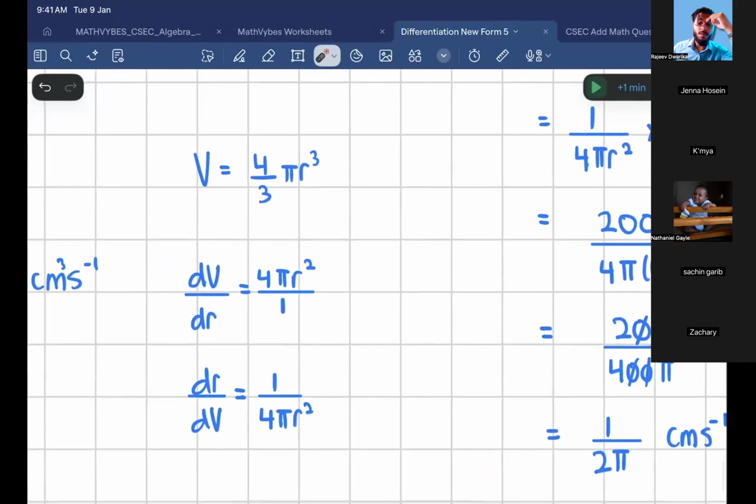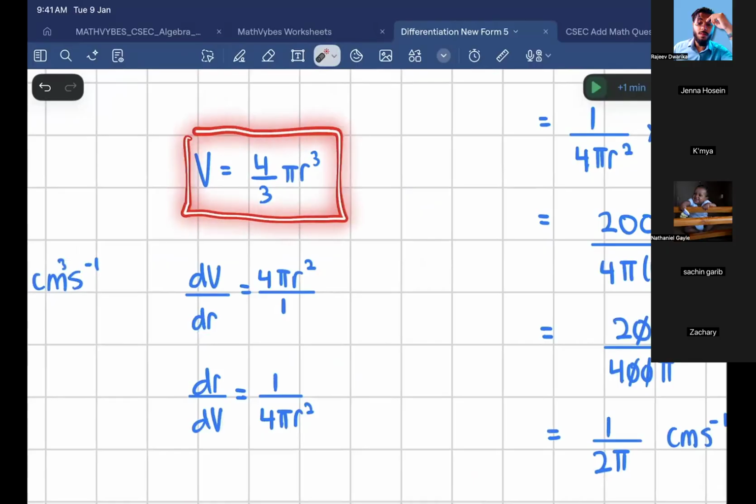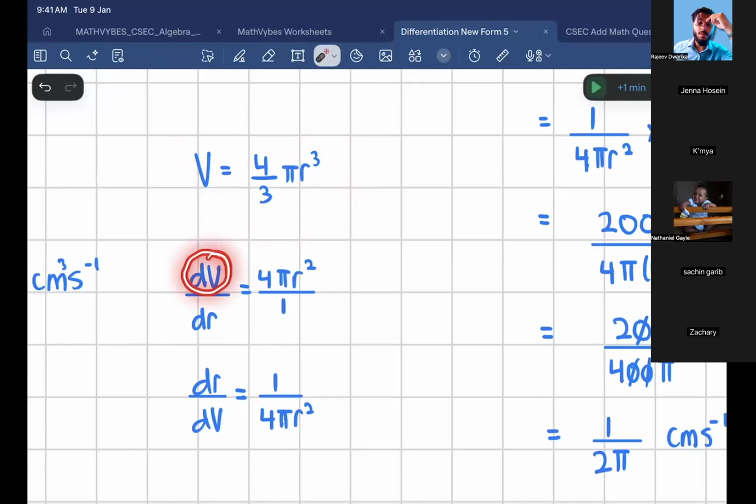So I'm looking at the formula here. What's the variable in that formula? Radius r. So we can differentiate volume with respect to the variable r. If you do that, you're going to get 4 pi r squared. How? When you differentiate, you multiply by the power. So you multiply by 3. What's 3 times 4 over 3? 4. So you get 4 pi r squared because you take away 1 from the power.